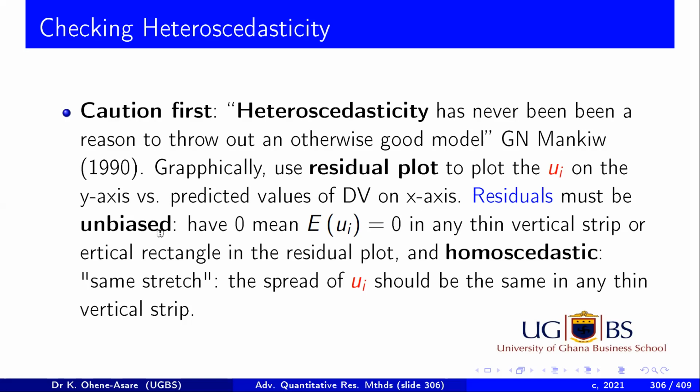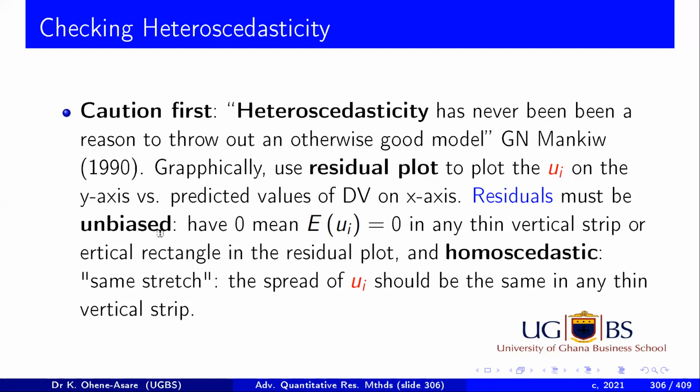On the axis, against the predicted. The residuals must be unbiased. Now, I'm going to tell you this is very important because it will cut across other things. The residuals must be unbiased. What does that mean? It means that they must have a zero mean. So when we say unbiased residuals, it means the mean is zero, which is what we're expecting. In any thin vertical strip, or any vertical rectangle in the residual plot, the errors must have a zero mean. So that's what we mean by unbiased.